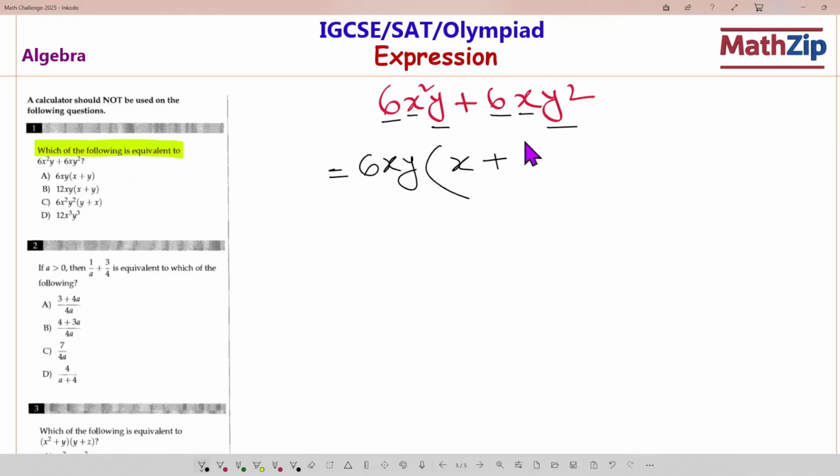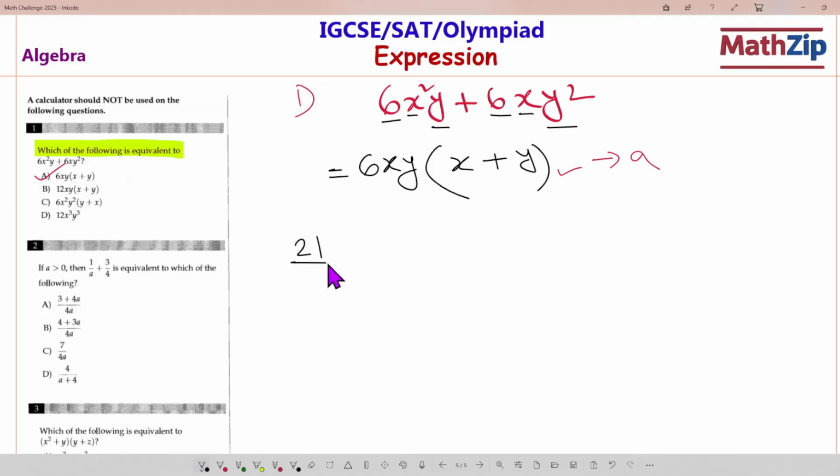Plus 6 divided by 6 is out, x divided by x is out, y² divided by y, it means here is y. So our answer is 6xy times (x + y). It means this one is number A. Okay, so question 1 done.